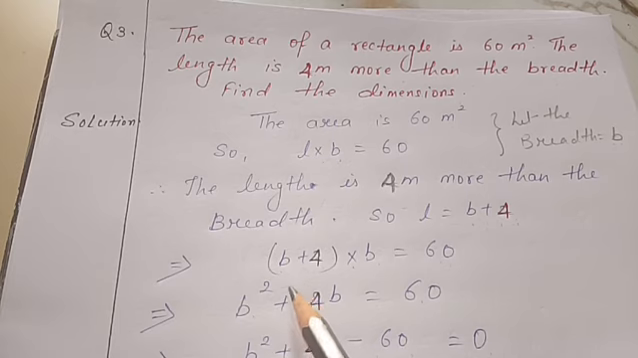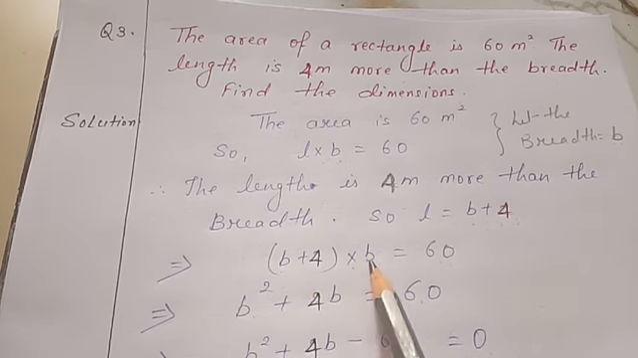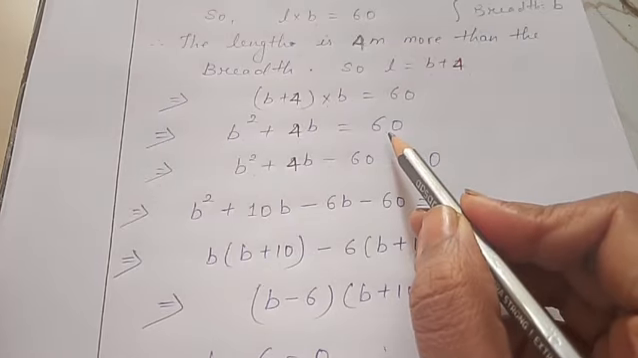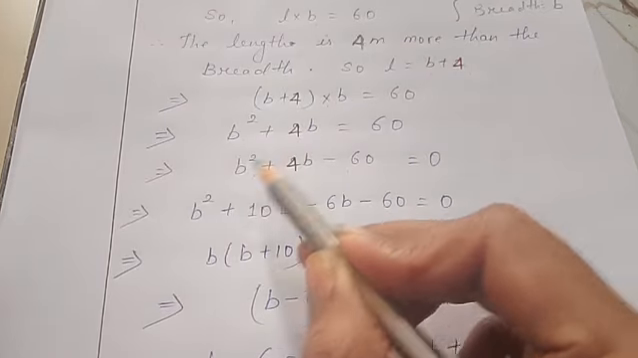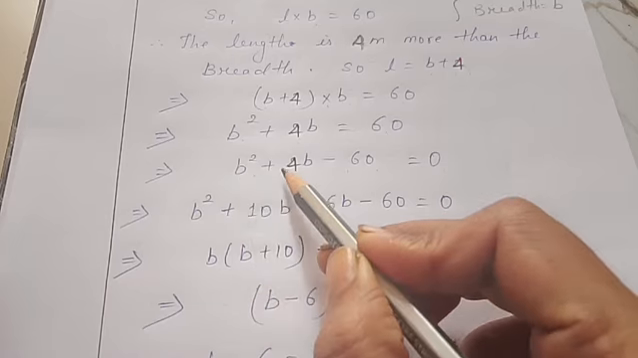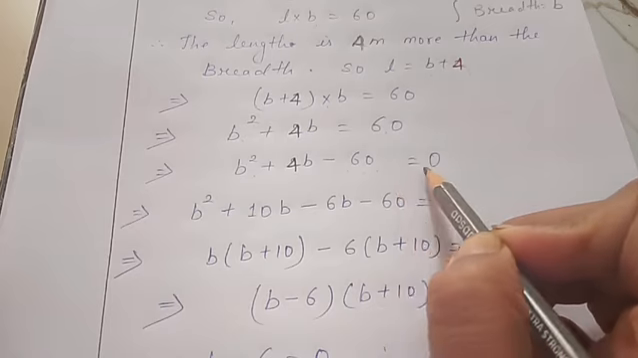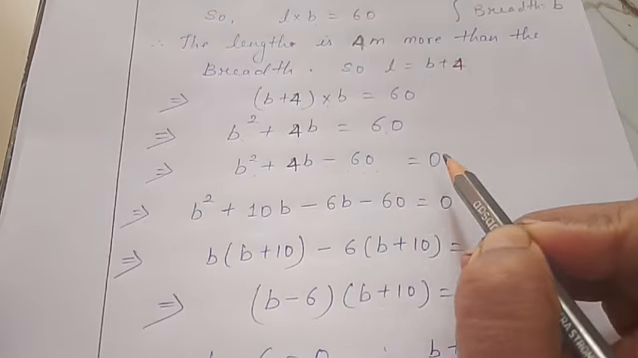Open the bracket. This implies b into b becomes b square, b into 4 becomes 4b, is equal to 60. Bring all terms to one side. This implies b square plus 4b minus 60 is equal to 0.